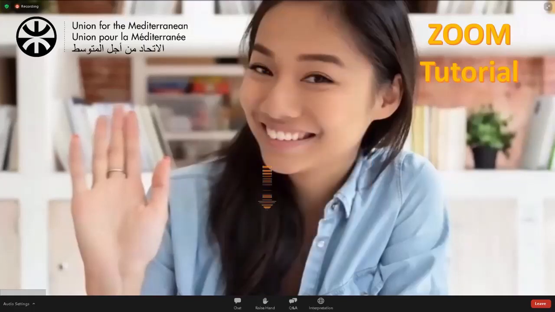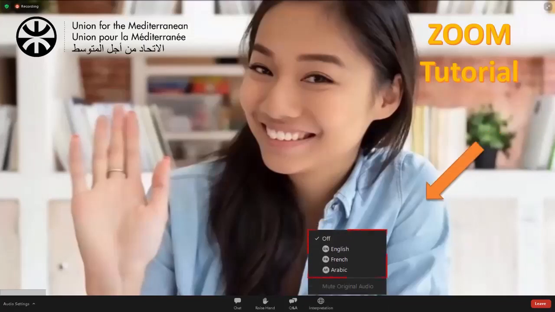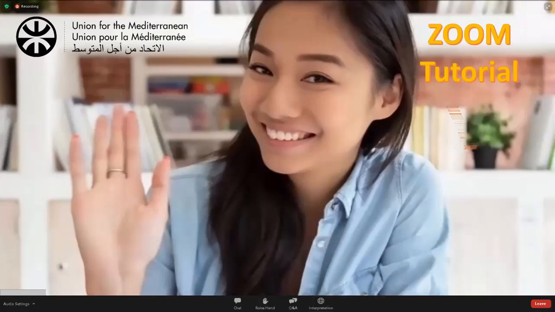You can raise your hand to request to speak by clicking on this button. Clicking on the interpretation button, you will open the panel where you can select your listening language. We recommend that you always disable the original audio by clicking the Mute Original Audio button. Finally, you can leave the event by clicking on this button.